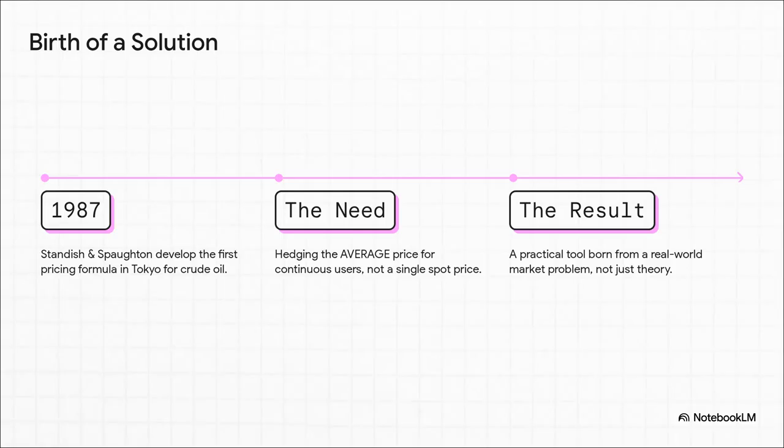They're typically cheaper. And you know, this wasn't something just cooked up in an academic lab. The Asian option has a really practical origin story. We're talking Tokyo, 1987. Bankers were trying to solve a real-world headache for their clients. How do you hedge the average price of crude oil? So this thing was born from necessity, not just pure theory.